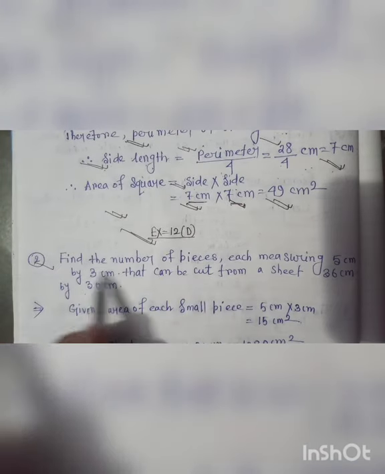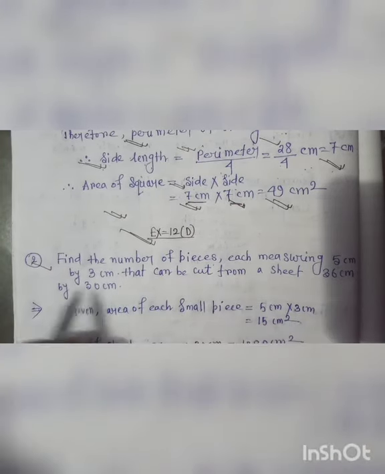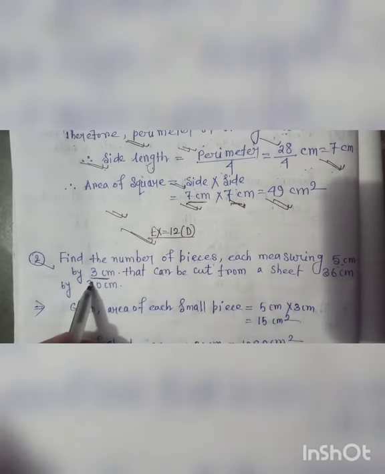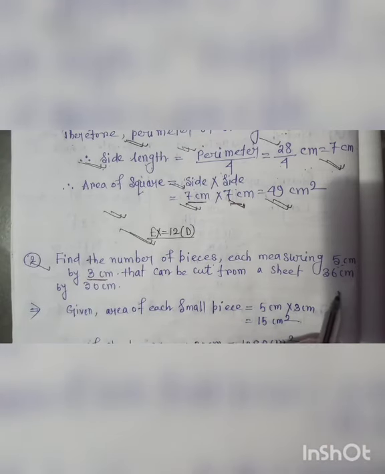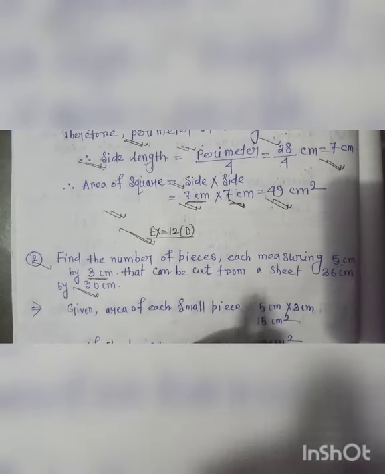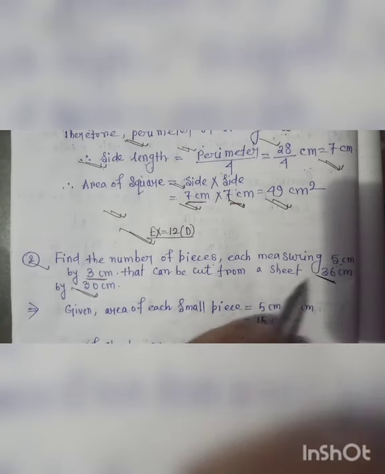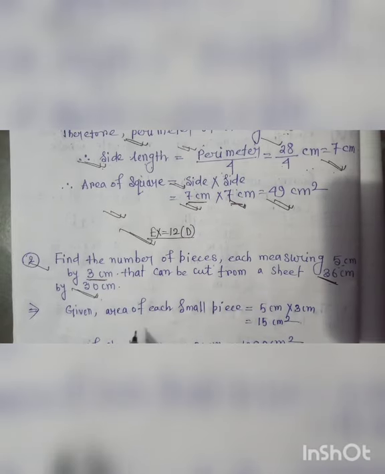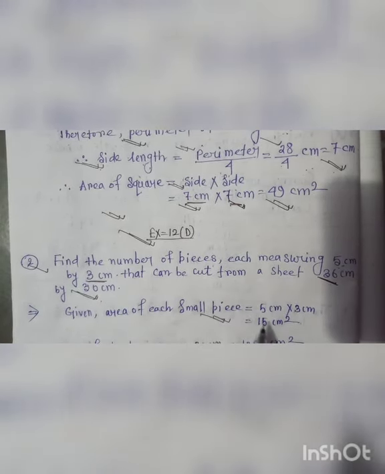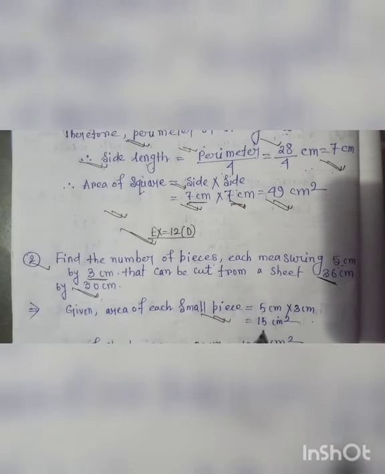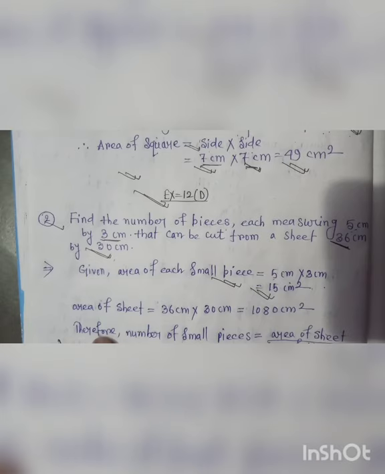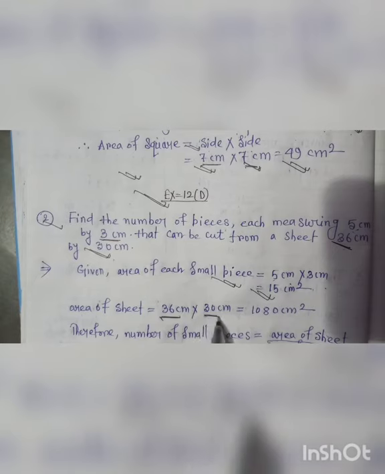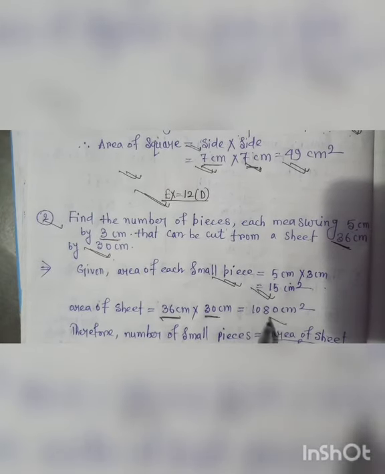Number 2. Find the number of pieces measuring 5 centimeter by 3 centimeter, that means length is 5 centimeter, breadth is 3 centimeter, that can be cut from a sheet of 36 centimeter by 30 centimeter. That is, the length is 36 centimeter and breadth is 30 centimeter of the sheet. So first we have to find the area of each small piece, that is 5 centimeter into 3 centimeter, that means 15 centimeter square. Similarly, area of the sheet, 36 centimeter length, 30 centimeter breadth, that means 1080 cm square.